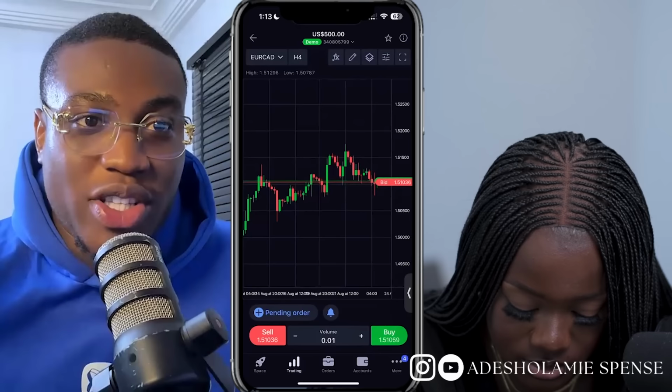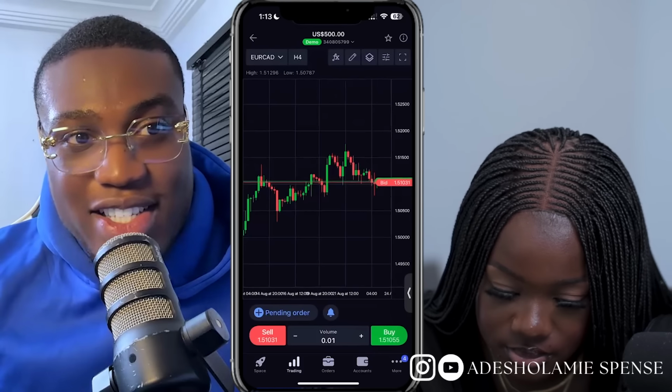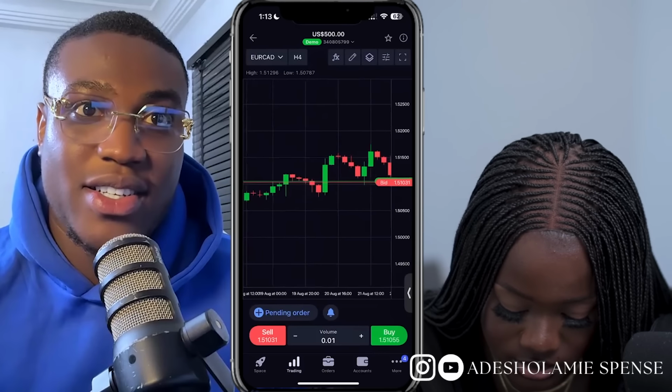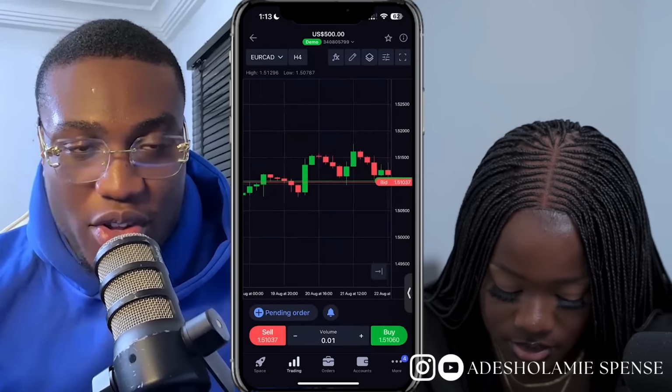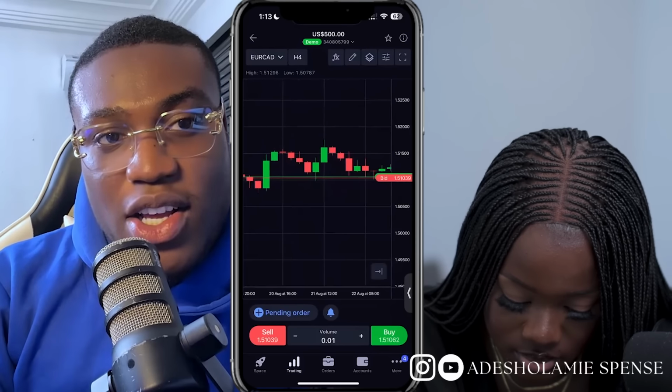Now, if you look down, you see sell, buy, right? That sell is the bid price. The buy is the ask price. Just like I showed you. So Octa has just given you a more defined illustration for that, so you know what price you're buying at.